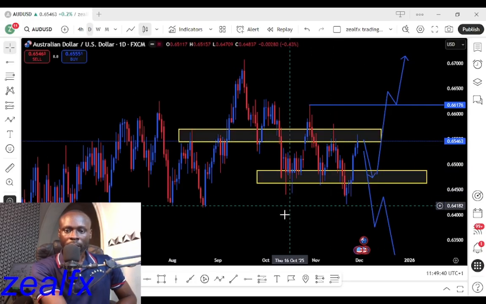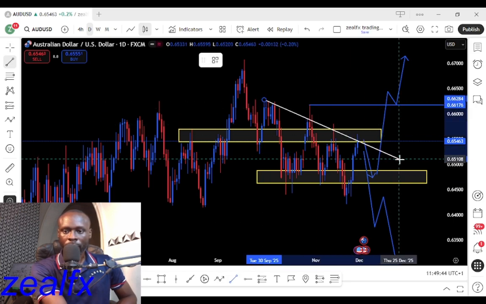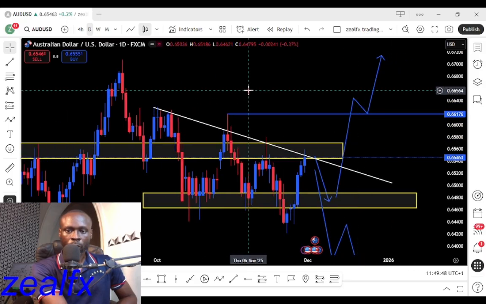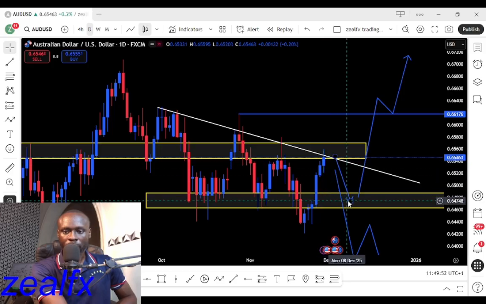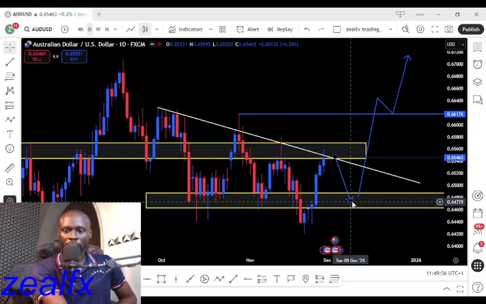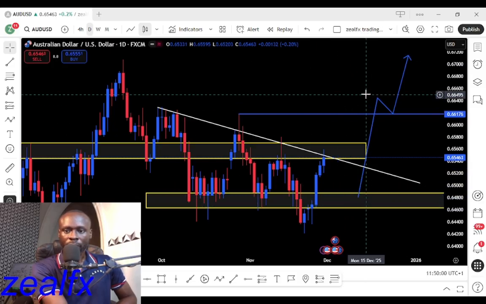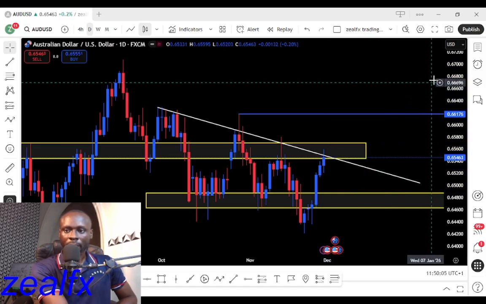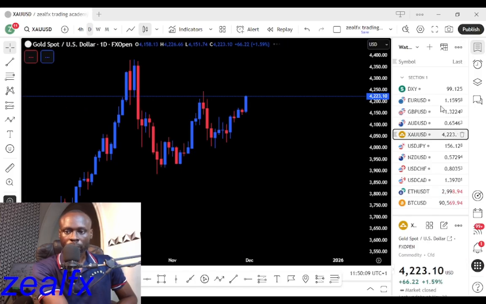So let's connect our 3 touch trend line. You can see that we have this 3 touch trend line, and price failed to close above it this week, which indicates price reversal to this support level. So we expect price to reverse back to this support level this week before we make any further decision for the Australia USD. So let's look at our next pair, which is gold.